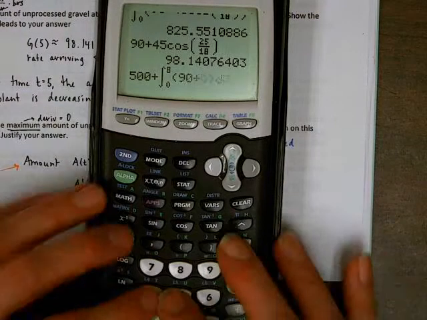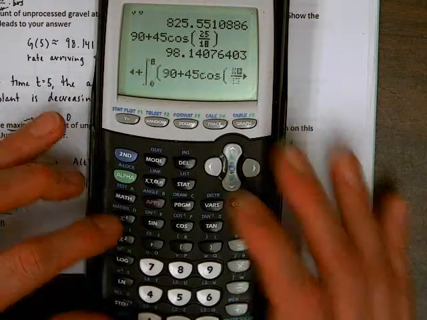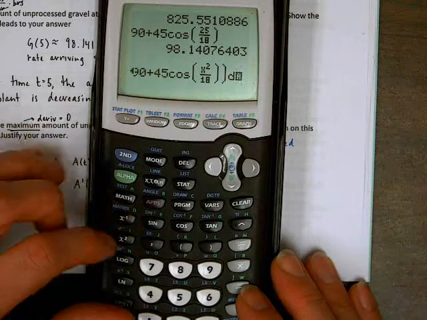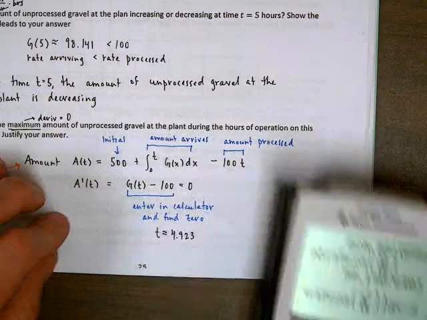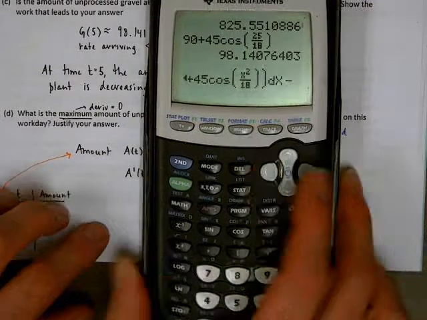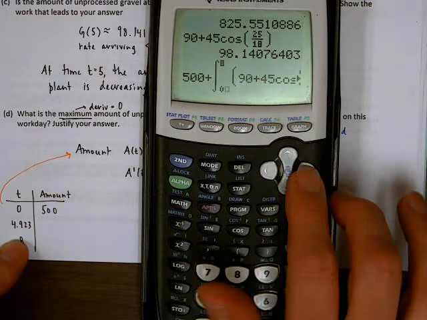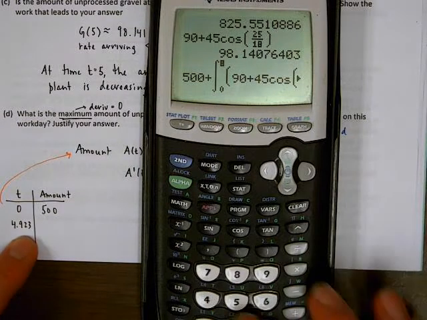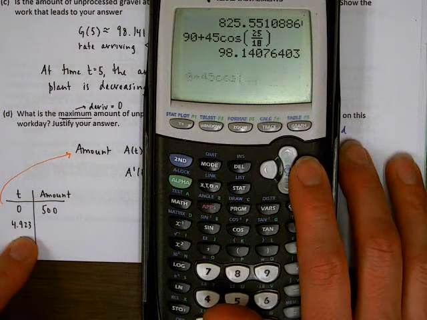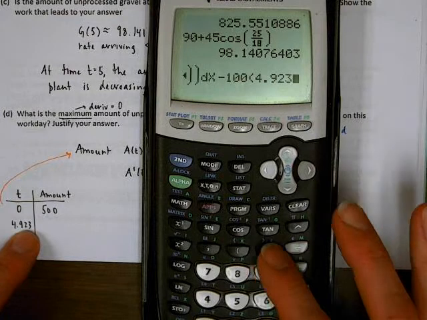So there's my 90 plus 45 cosine. I should have this memorized by now. X squared over 18 dx, and then minus 100 times, well, our t, whoops, I shouldn't have done 8. That reminds me I need to go back. I actually wanted to find at this critical point, so 0 to 4.923. Sorry about that. Go back here. And then minus 100 times that time 4.923.